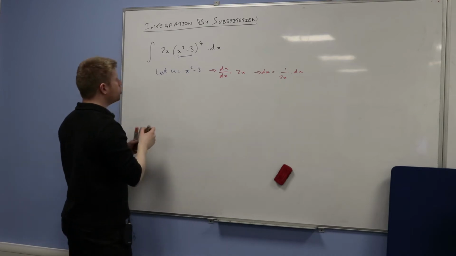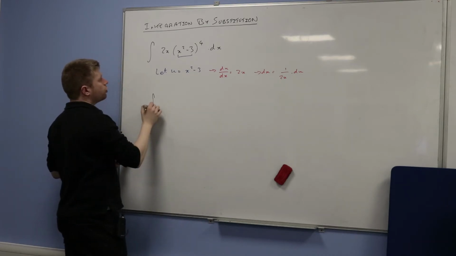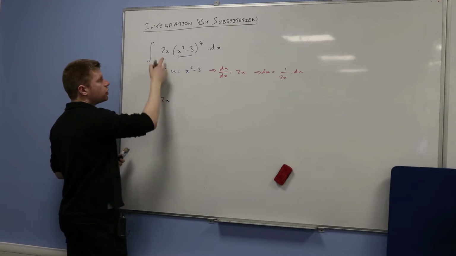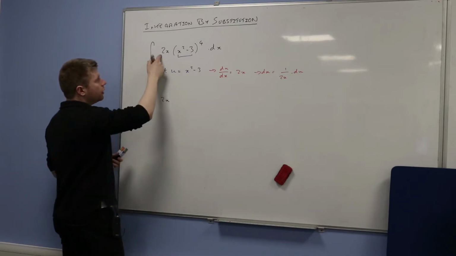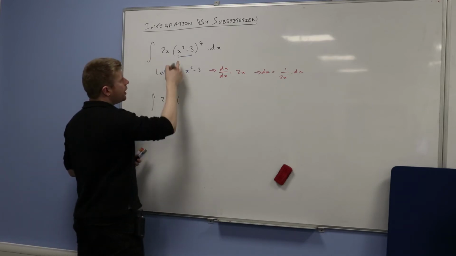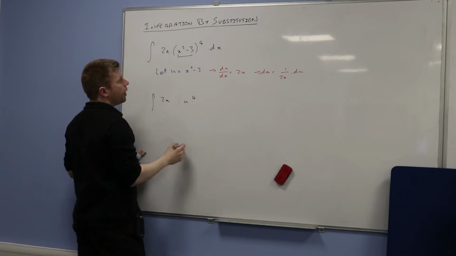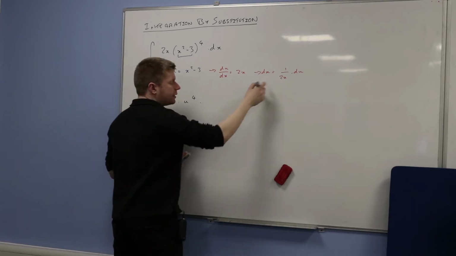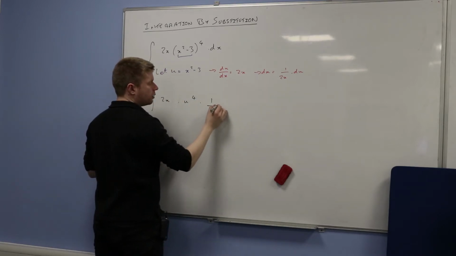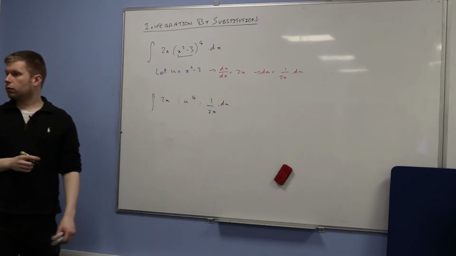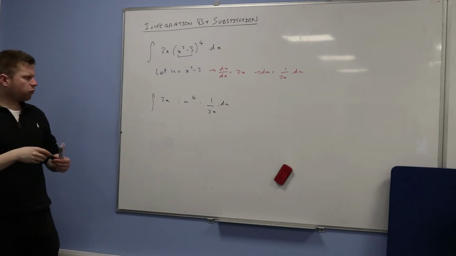Now we do the substitution, okay? So we get the integral of, well, we haven't got rid of that 2x yet. So we still got 2x, but then this is going to be u to the power of 4. But our dx is going to be 1 over 2x with respect to u. Happy with that? Okay. And you're like, well, hang on a minute.